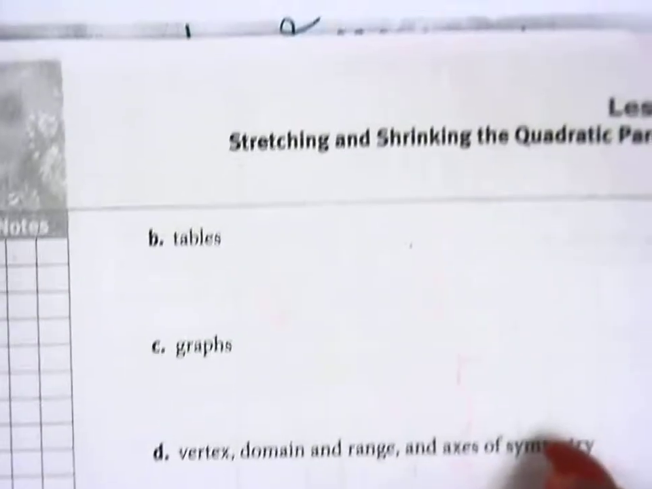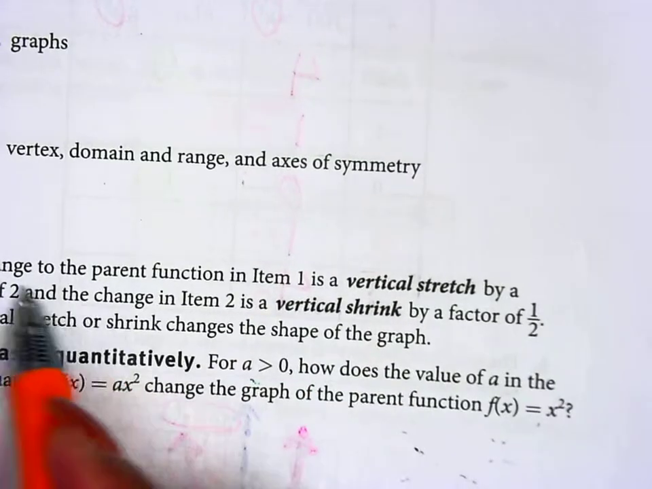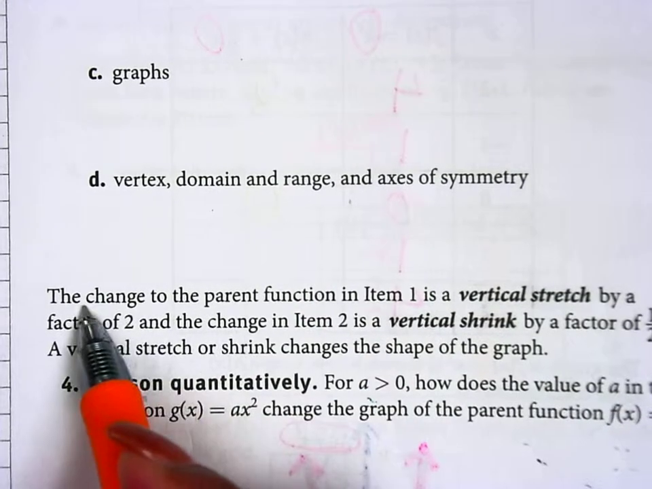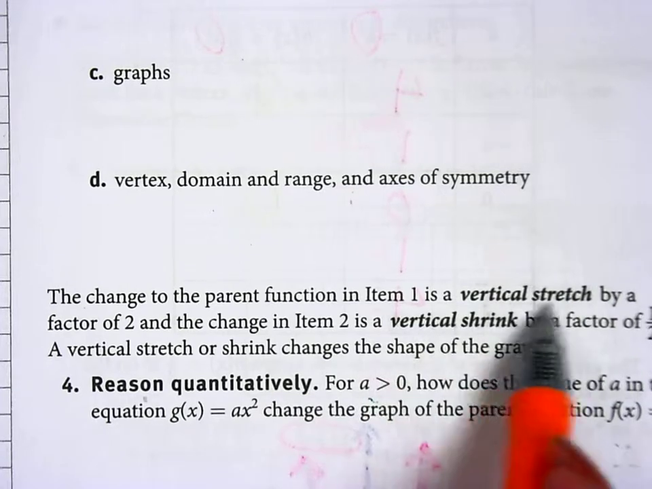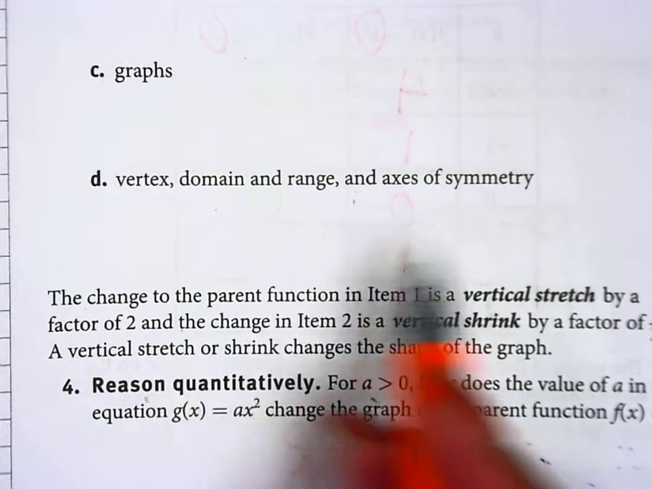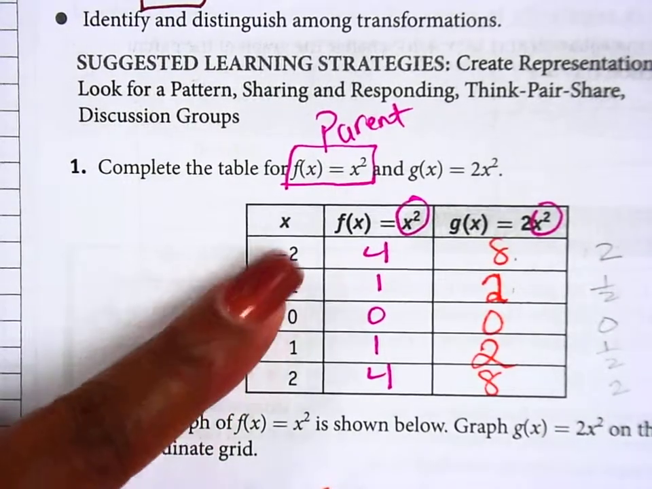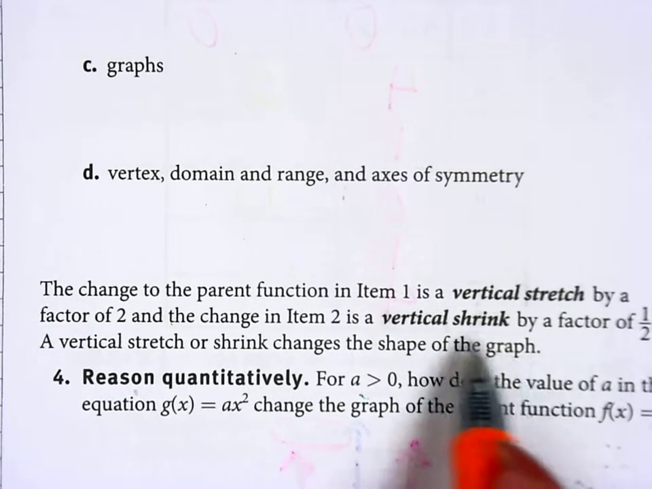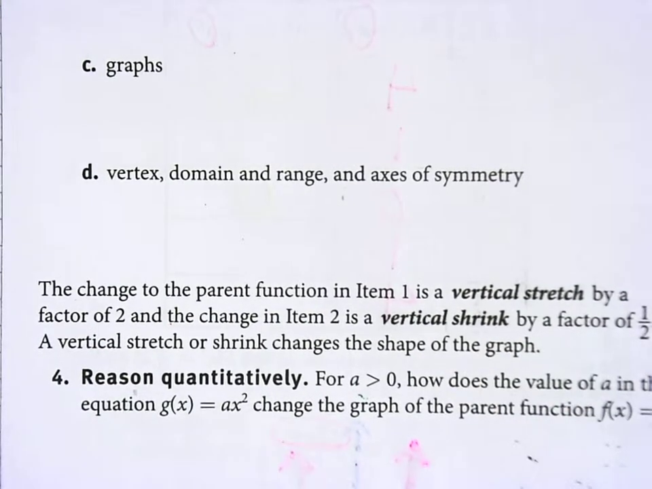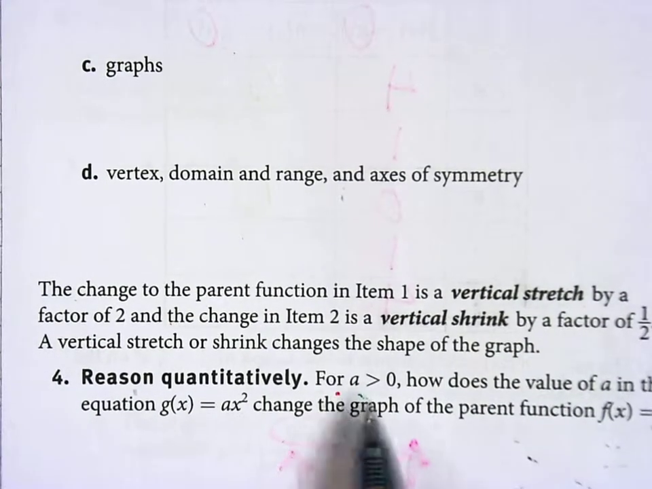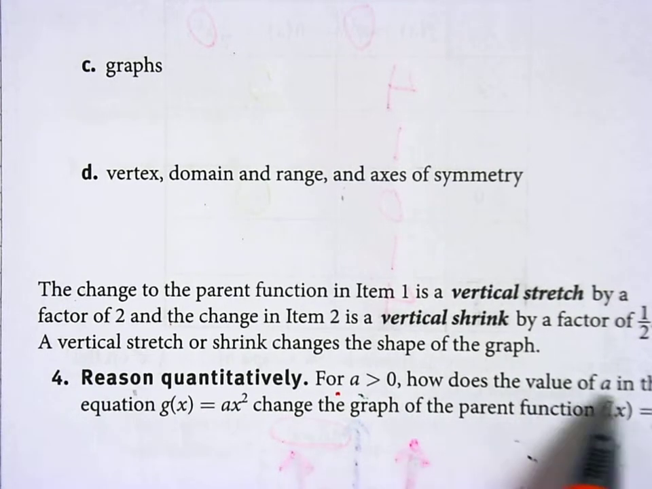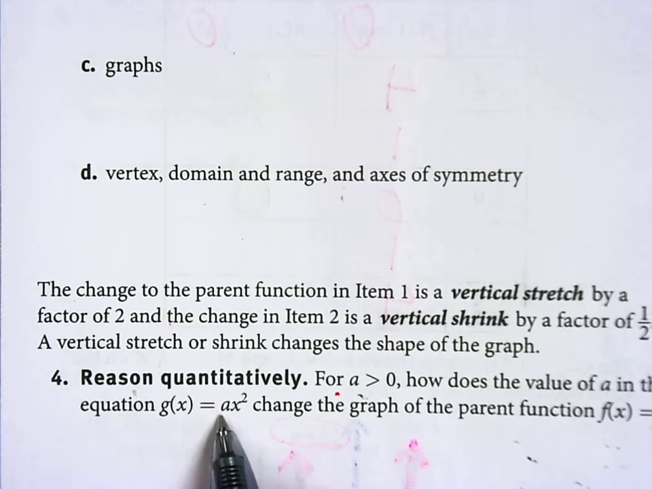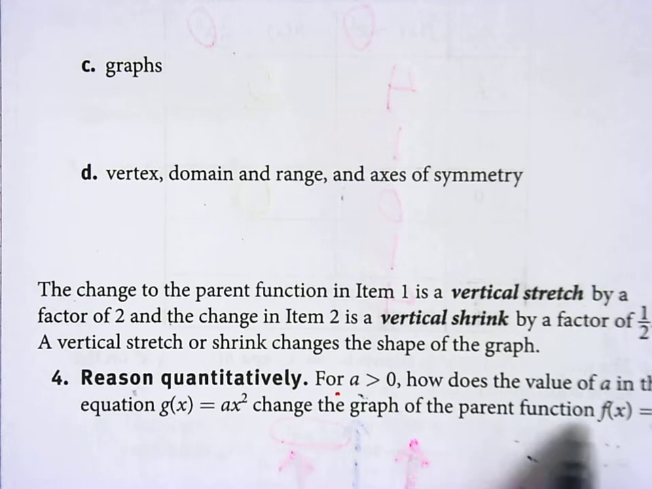If you go back to lesson 3-2 about the stretching, which you're supposed to read through and do, it tells you the change to the parent function in item 1 is a vertical stretch by a factor of 2. So go back to item 1 and look at that information. Then it tells you about the factor of 1/2, and it goes on. It asks, for a greater than 0, how does the value of a in the equation g of x equals ax squared change the graph of the parent function?